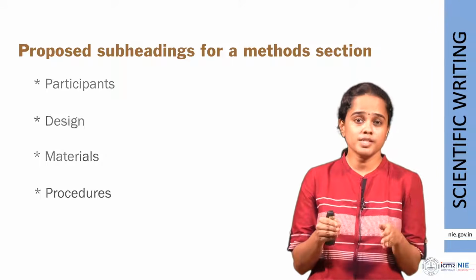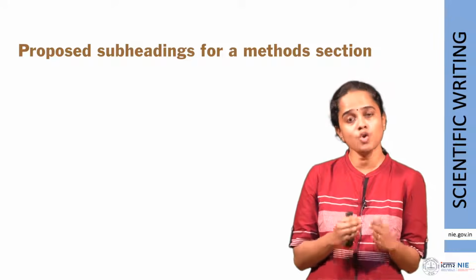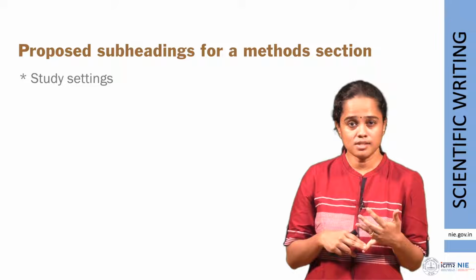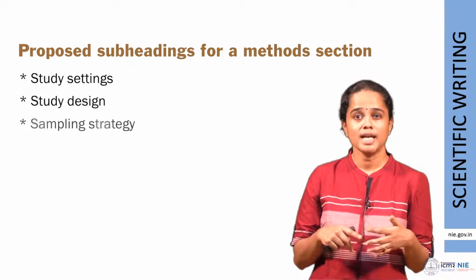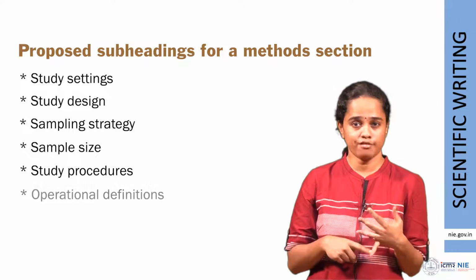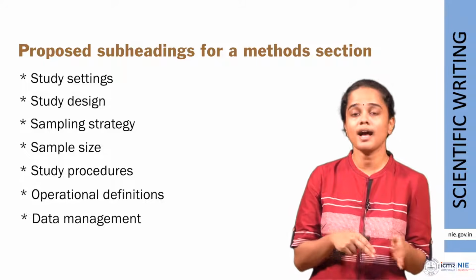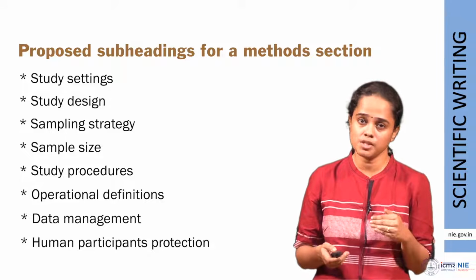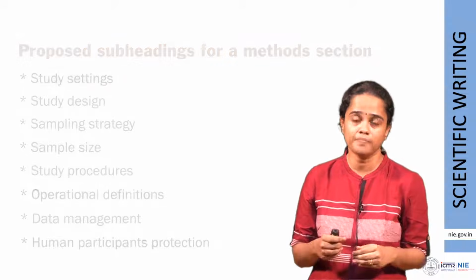Now, I have presented the representative subheadings which typically are used in an original research article. First, the study settings, followed by the study design, the sampling strategy, sample size, study procedures, operational definitions, data management, which includes both collection and analysis of data, and finally, human participants protection. We will go through these subheadings one by one.